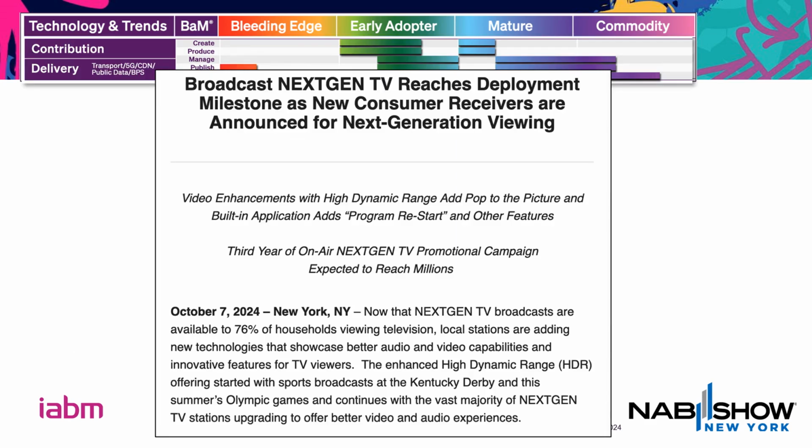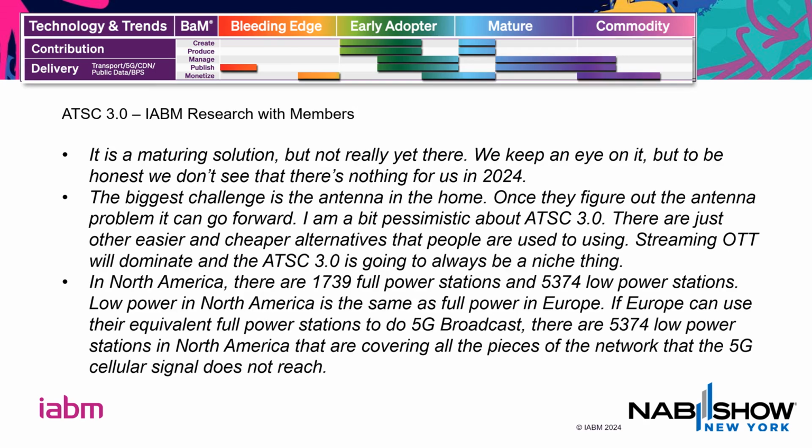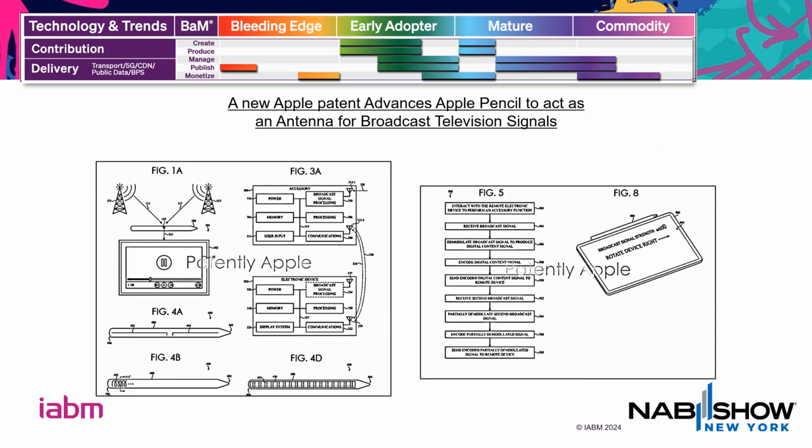So let's talk about next-gen TV just for a minute on the delivery side. ATSC 3 is up to 76% of households. We did interview three of our members on this, and you can see there's conflicting information. One saying it's never going to happen. Well, I'm not sure about that, but that is a point of view from them. And the other quote on there I thought was really good about the number of full power stations and low power stations, and what'll happen with maybe just 5G broadcasts.